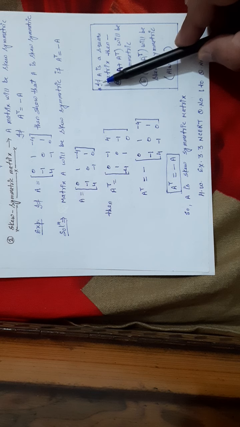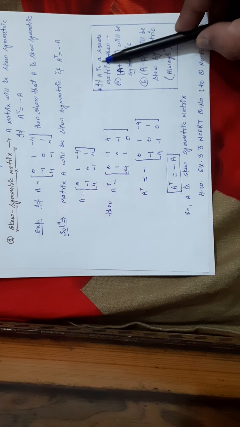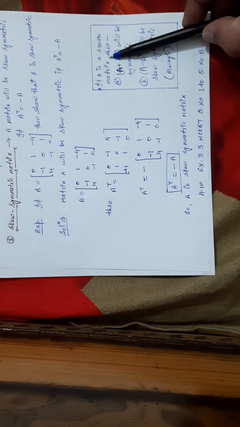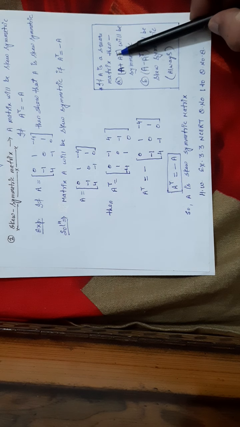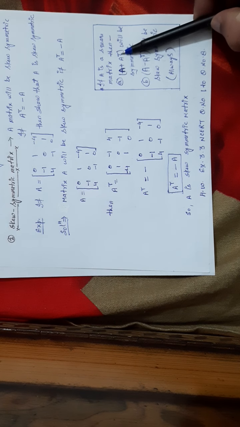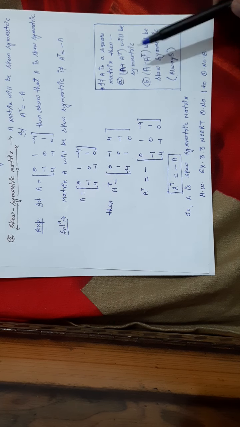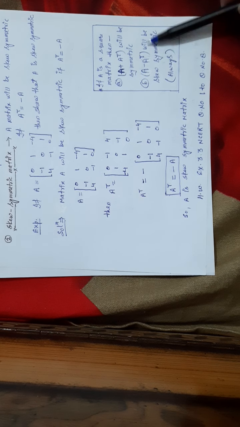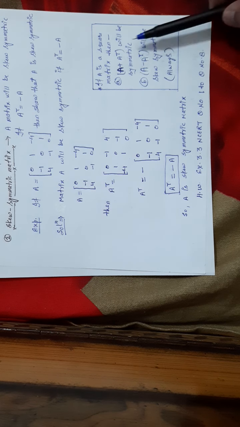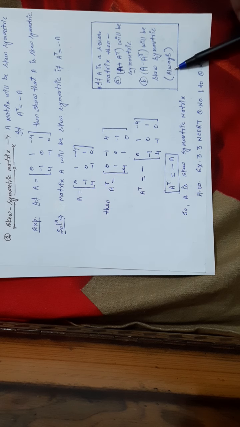One more formula is here. If A is a square matrix, then A plus A dash, A plus the transpose of A, will be symmetric, and A minus the transpose of A will be skew symmetric. This condition will always be true.